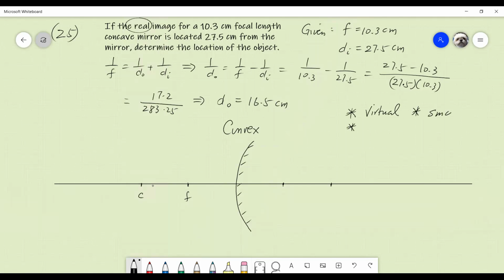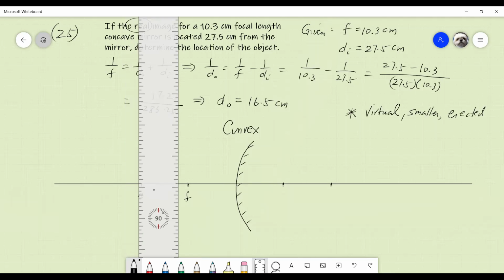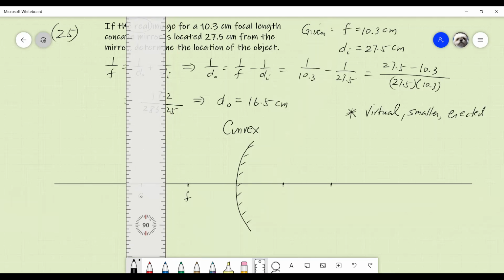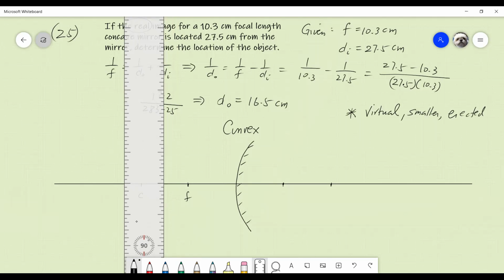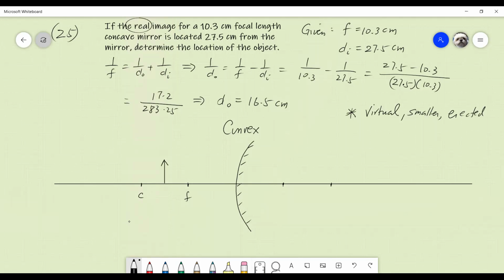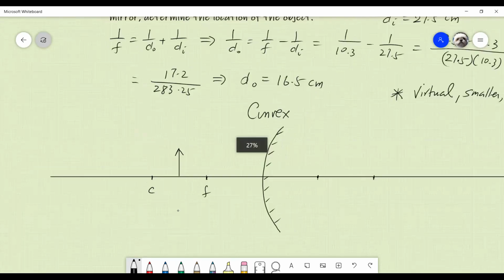I have this ruler here, that's why I cannot write it correctly. And what else? They all have the same orientation as the object. Always true, right? Now I'm going to do an example here. I'm going to put the object between C and F. Precisely, I'm going to make it 9 units.